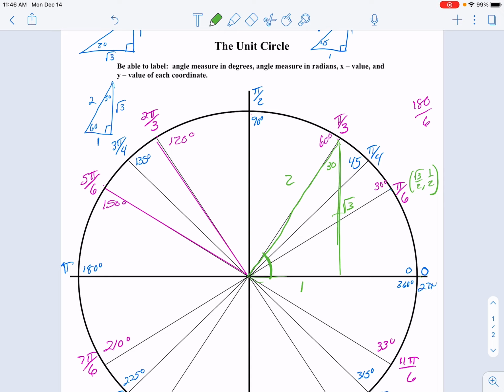Okay, this is my triangle. Remember, it's a unit circle, so this length should be 1. So you've got to divide by 2, divide by 2, divide by 2. And my ordered pair here is 1/2, root 3 over 2. Okay, this represents the cosine, which is x, and this represents the sine, which is y.